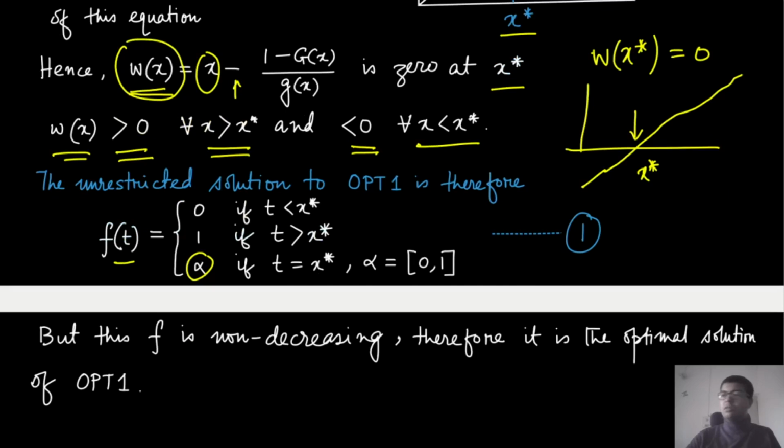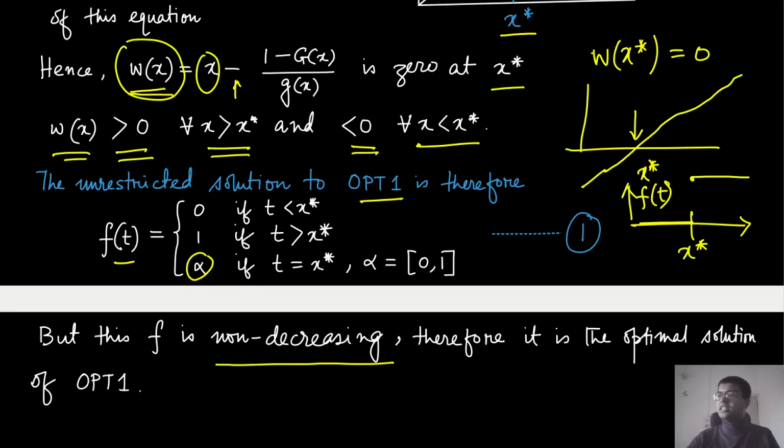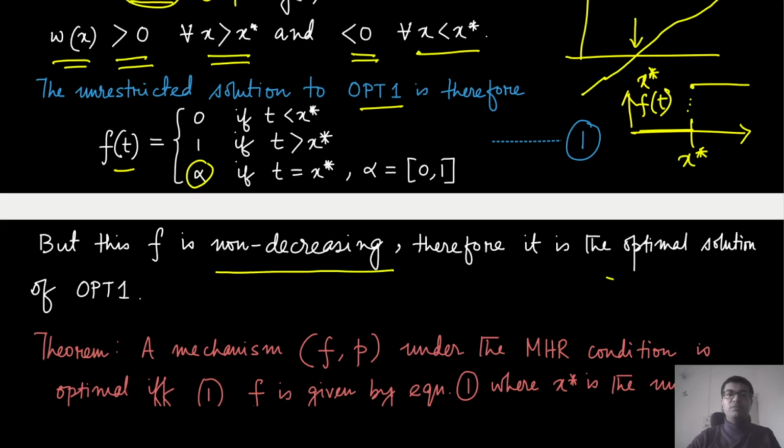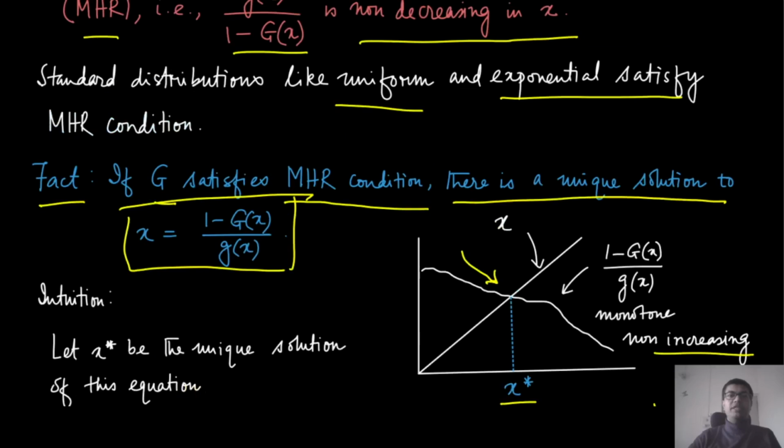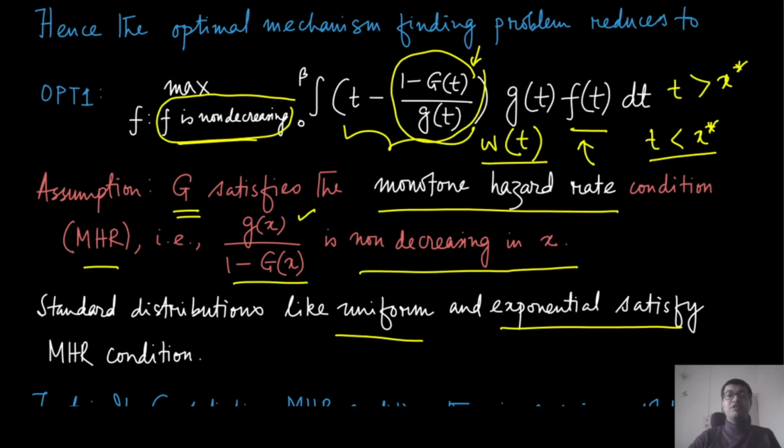That does not matter. So therefore, the unrestricted solution of optimization problem 1 is the one that we have just discussed. But quite interestingly, this unrestricted solution is actually non-decreasing. You can see that. So f of t, if you like to plot it, as you increase t, before x star you are not allocating it. At x star you start allocating it, and at this point f of t can take any value between 0 and 1, but for all those values it is monotone non-decreasing. So therefore it is an optimal solution for optimization problem 1. So we have actually solved this problem of finding the optimal mechanism for a single agent, under the assumption that G satisfies this monotone hazard rate condition.